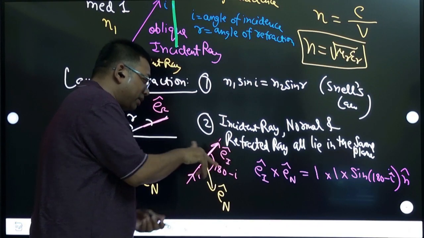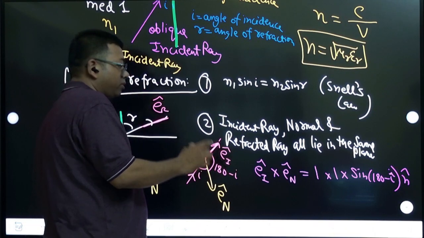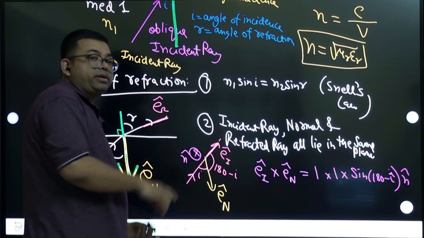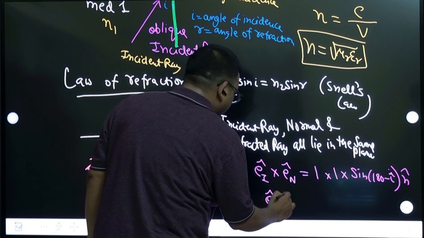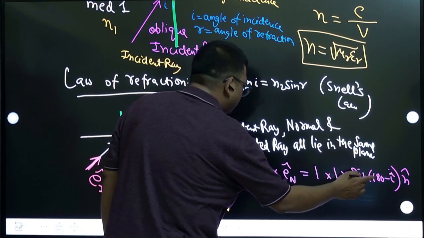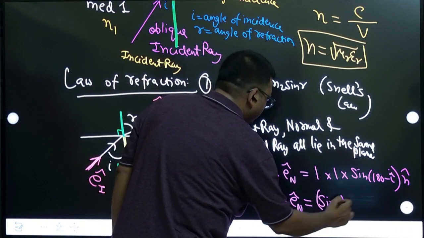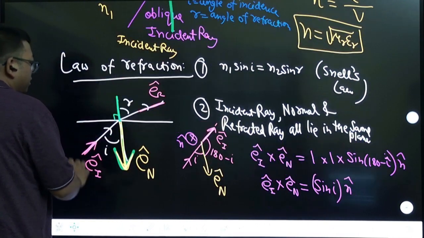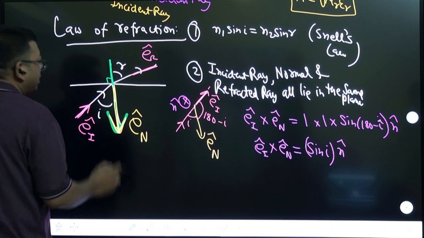The unit vector is going clockwise. Clockwise means it will be going inside, so that vector n cap is a cross, I'm writing that as cross. So n cap is going inside the plane, right? So what I will get from here is EI cap cross En cap, and sine 180 minus I is the same as sine I. So sine I into n cap. Okay, it's a vector.